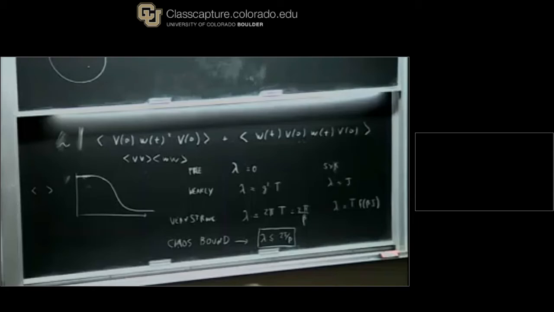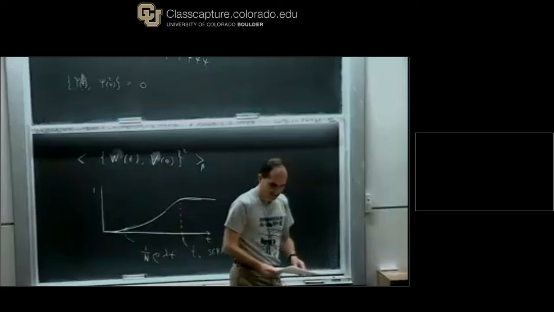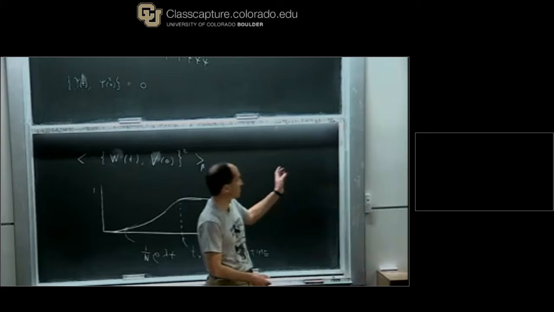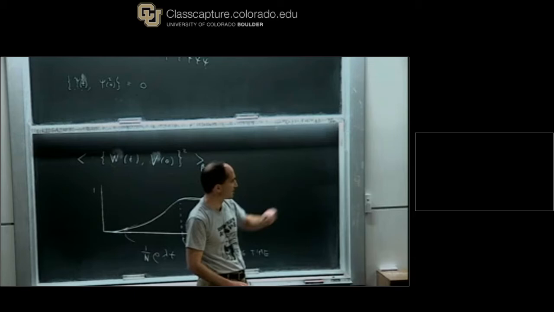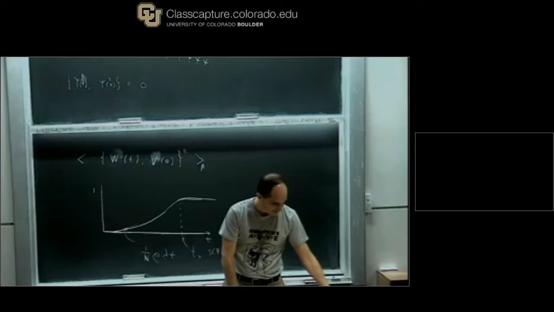Okay, so that's a general chaos discussion. The objective of this discussion was mainly to describe this notion of chaos, the fact that we are interested in out-of-time-order correlation functions that expose this Lyapunov exponent, that definition, and then mention that there is a bound on this. Good.